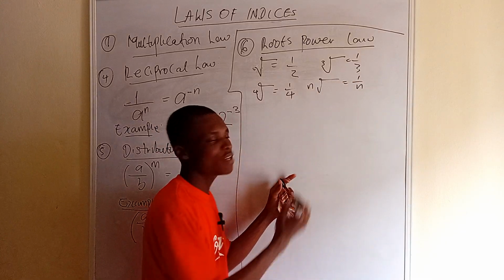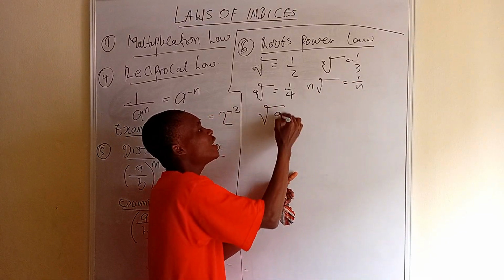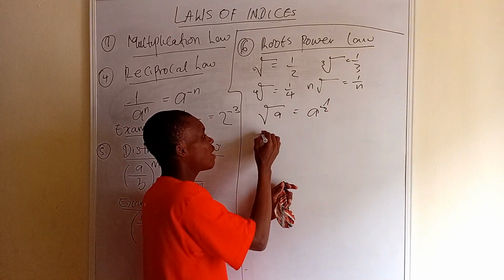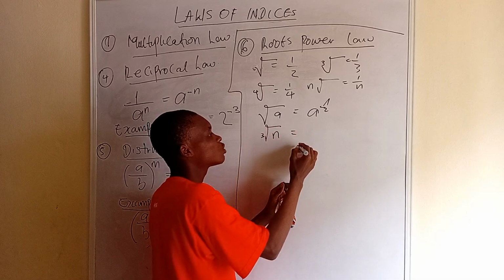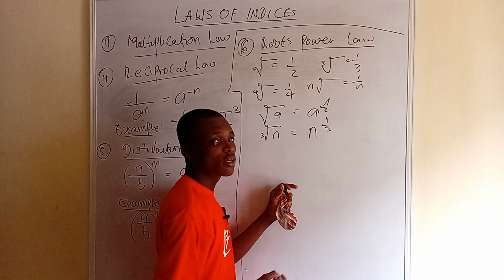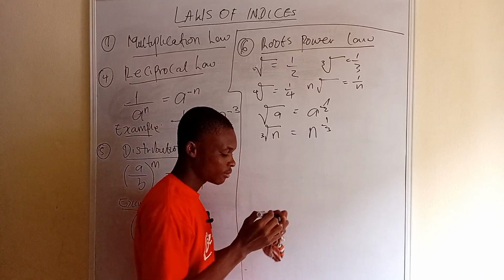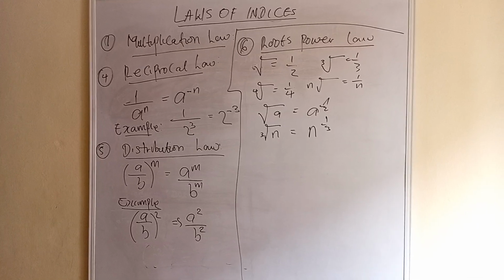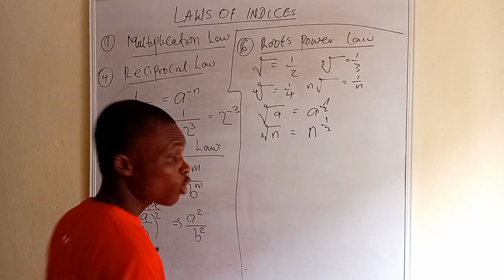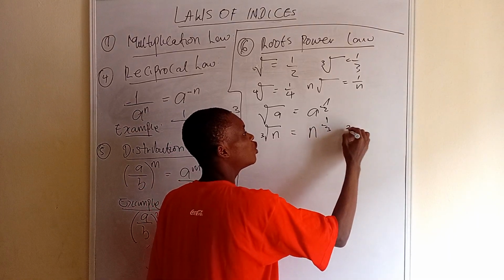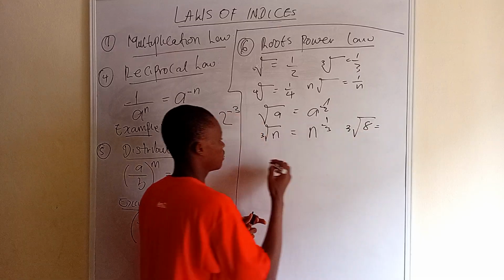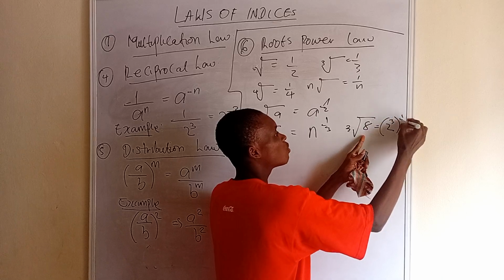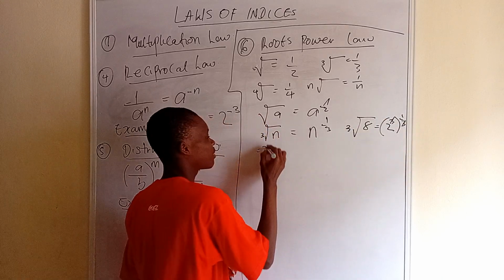So if we have the square root of a, this equals a raised to 1 over 2. If we have the cube root of n, this becomes n raised to 1 over 3. All right. So if we have the cube root of 8, we can simplify this as 2 to power 3, all to power 1 over 3. So this can cancel this, and the final answer becomes 2.